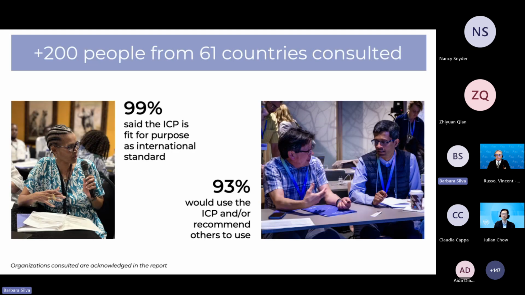So the ICP was shared with over 200 people from 61 countries with whom we consulted. We did 2 face-to-face consultations, one in Helsinki, one in Gaborone in Botswana, the latter as part of the African Palliative Care Conference. We also did several online consultations involving statistical agencies, associations of patients, associations of informal carers, and we shared the classification with the participants. We asked them to consider translation issues, the appropriateness to their culture. We also presented them with case studies and asked them to apply the classification and share their experience with us. The overwhelming majority said that the ICP is fit for purpose as international standards, and they would use and recommend others to use the classification.